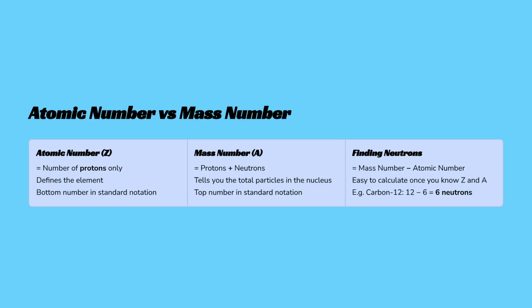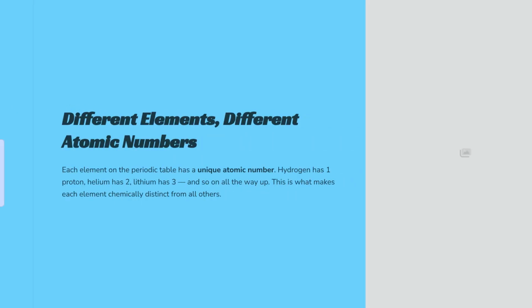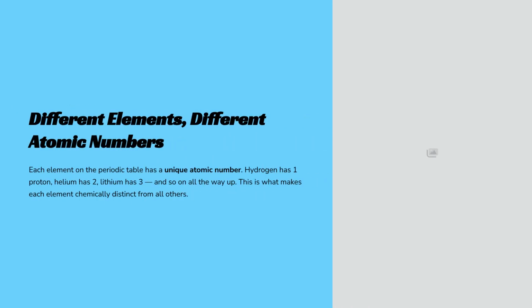You can find the number of neutrons by subtracting the atomic number from the mass number. For example, in carbon-12, subtracting 6 protons leaves 6 neutrons. Each element has a unique atomic number. Hydrogen has 1 proton, helium has 2, and lithium has 3. This difference in proton count is what makes each element chemically distinct.